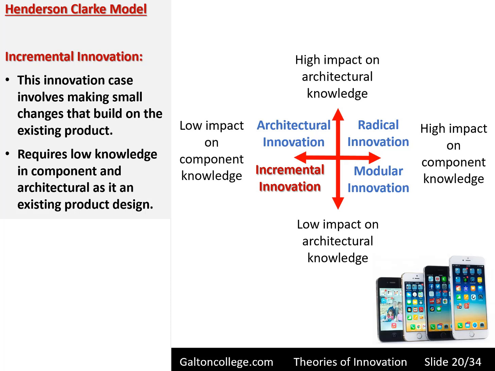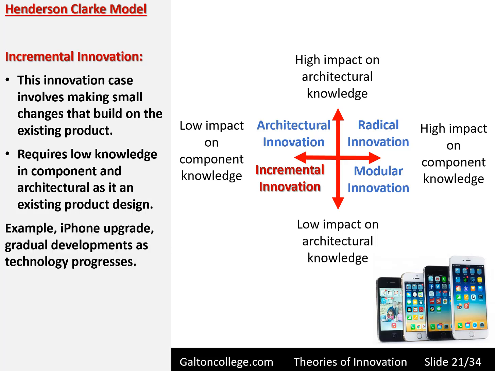It's an incremental improvement. Previously, the product could do something. Now it can do something plus a little bit more. It's been improved in some way by some small amount. So it's incremental. The example I've got here is the iPhone upgrade, gradual improvement as technology progresses. So we get this with Microsoft and with Apple and with a lot of the others, with Google. We get a product, and as consumers we're perhaps quite happy with the product, but later on we get an upgrade.